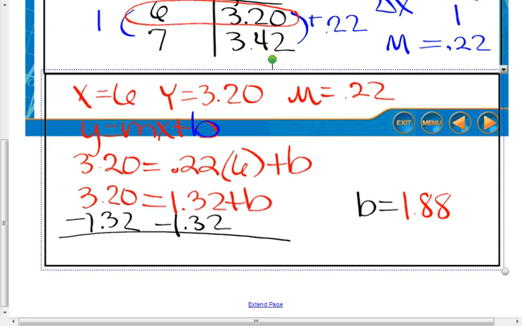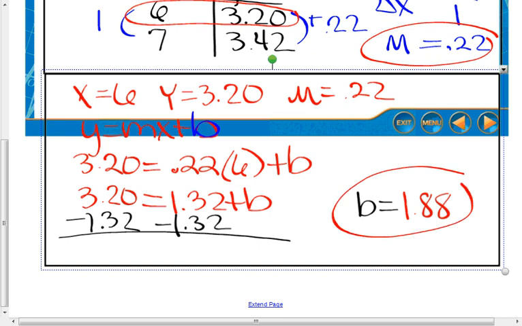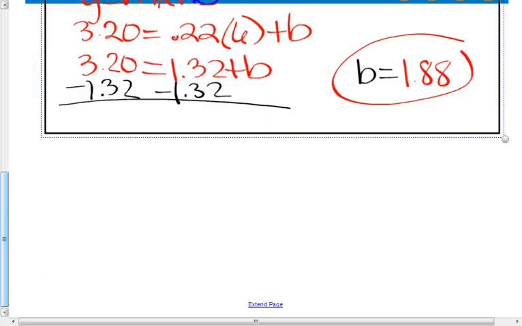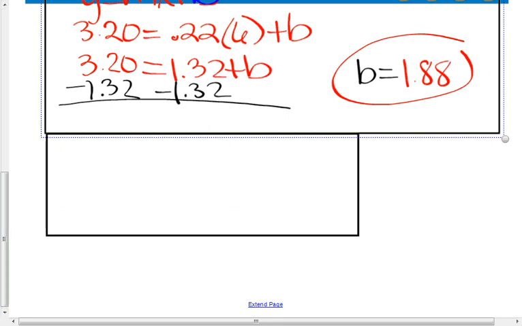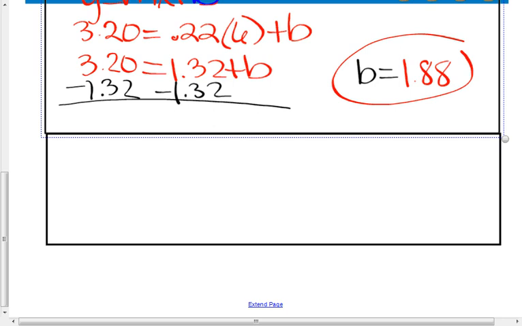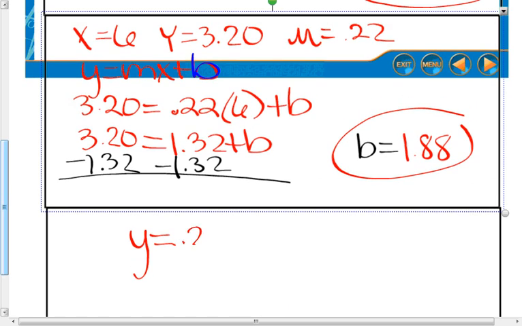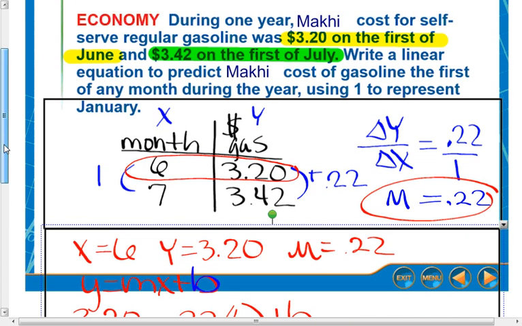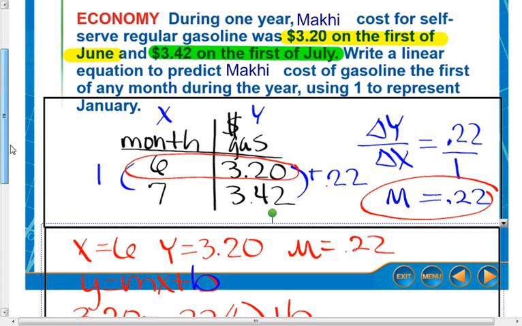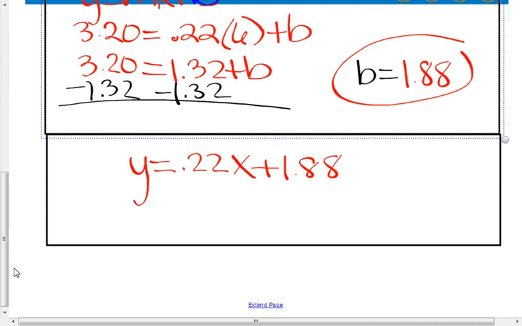Now I have everything I need to write my equation, right? Because I got m and I got b. Now, normally we like fractions, but when it deals with money, decimals are all right, because it makes sense. You know, you got like $1.88, right? So we're just going to plug stuff in. y equals 0.22x plus $1.88. Now, let me make sure that I actually answer the question. Write a linear equation. Yep, we did. Got it. And there we are.